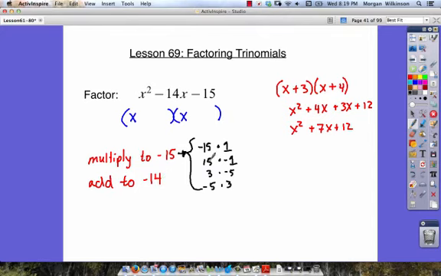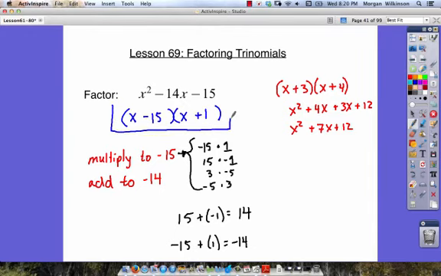Well, hopefully you do. Hopefully you saw 15 times negative 1, because 15 plus negative 1 would be 14. So that wouldn't be the right answer because we've got to add to negative 14. Hopefully what you saw is this one, negative 15 times 1, because negative 15 plus positive 1 is negative 14. So that's essentially our answer. We're going to say x, then take the minus 15, and then take the plus 1. And this would be our answer for this problem.